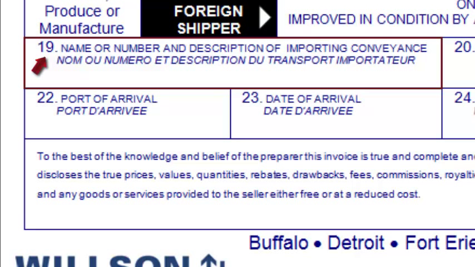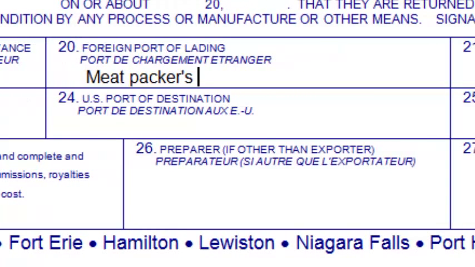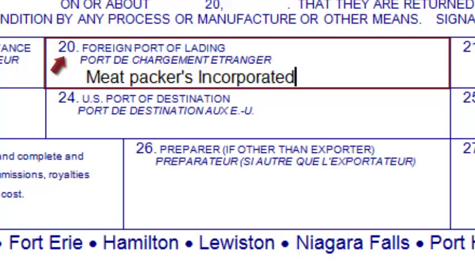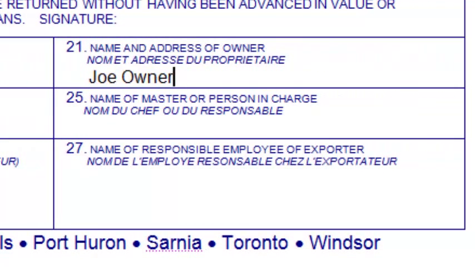Box number 19 is the name or number of importing conveyance. This is a description of the importing carrier and is often referred to as a code for the trucking company and trailer number. You can leave this blank to be filled in by the truck driver. Foreign port of lading is Box 20. This is the place where goods were loaded on the export carrier. Box 21 is the name and address of the owner, in this case referring to the owner of the importing carrier.